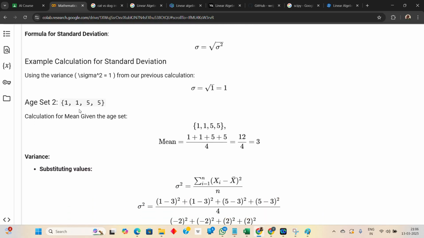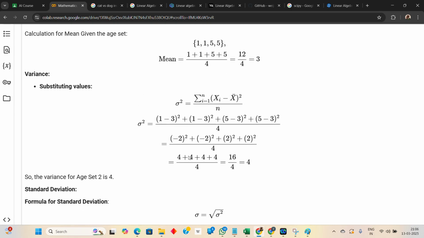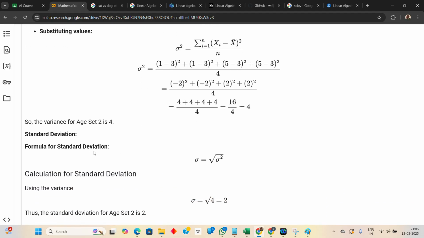Here, now we are considering one more age group, that is 1, 1, 5, 5. Here again, I am calculating the mean: 1 plus 1 plus 5 plus 5 divided by 4. I am getting 12 by 4, again 3. I am calculating the variance again. Here you can see -2 whole square will give me +4. So 4 plus 4 plus 4 plus 4, 16 divided by 4, we will get 4. If we calculate the standard deviation, we will get the square root of 4, that is 2. Correct?